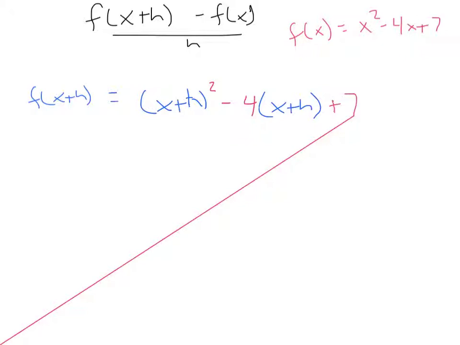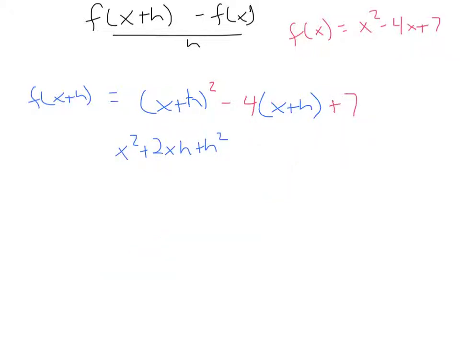We have already done this one, so we're going to go fast through it. I'm going to FOIL here. I end up getting x squared plus 2xh plus h squared. What do I do here? Distribute. I'm going to distribute here. Do I distribute 4? Negative 4. He made that mistake once already. Minus 4x minus 4h, and then my plus 7 comes down. And this is all f of x plus h.